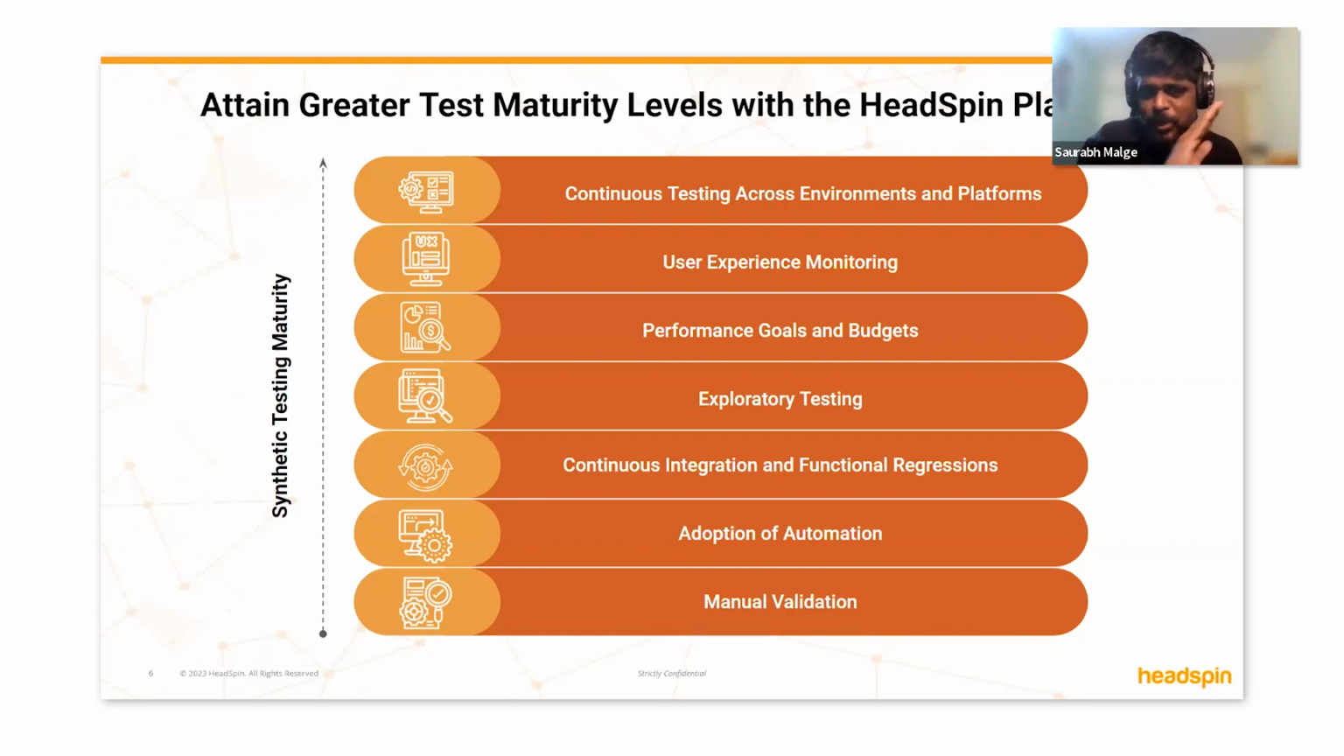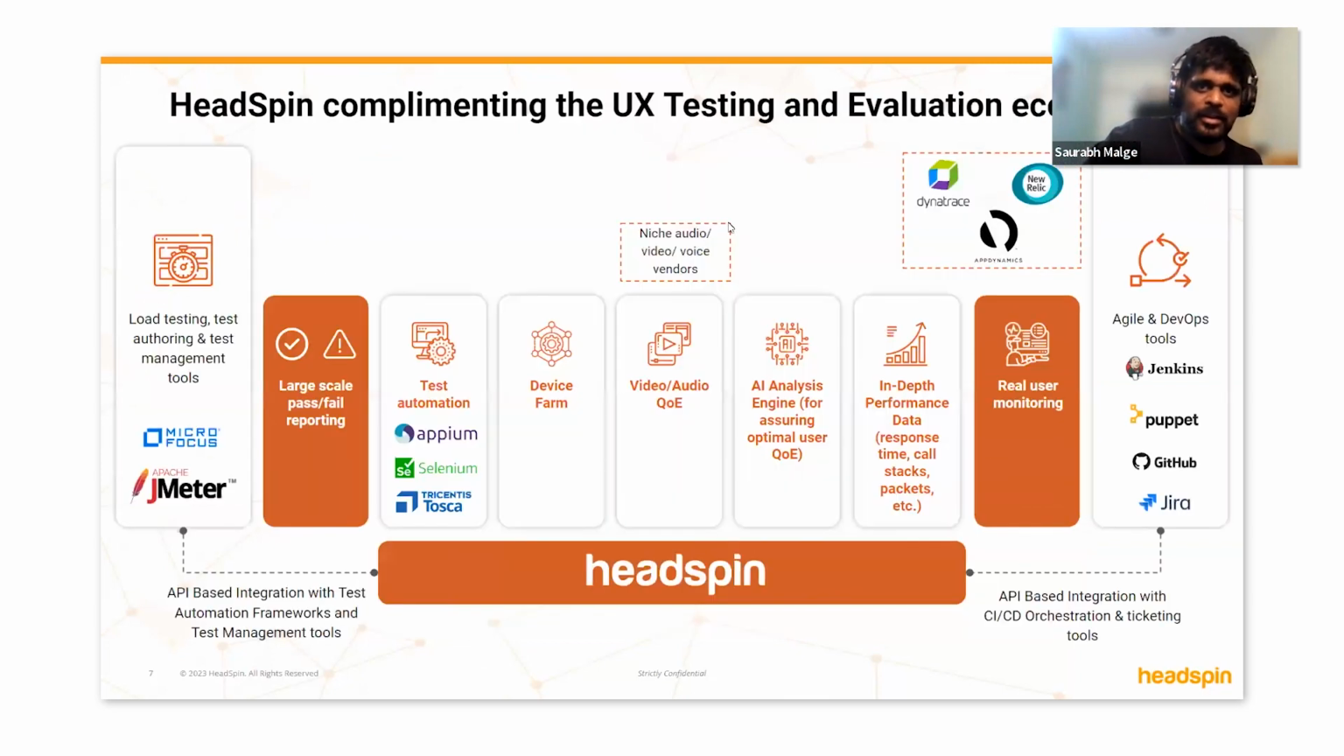These are just the basic level of tests, or rather the maturity level of tests that you can perform, right, from manual validation to including the testing platform across your entire CI/CD pipeline, right? Going ahead, this is basically a quick view of where exactly HeadSpin lies in that case, right?